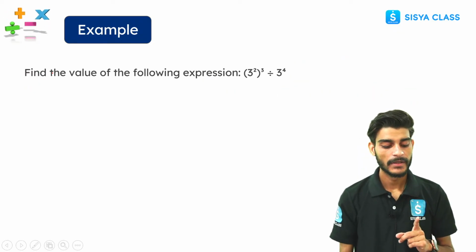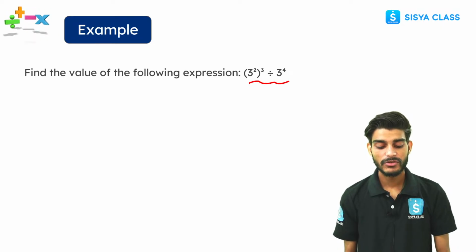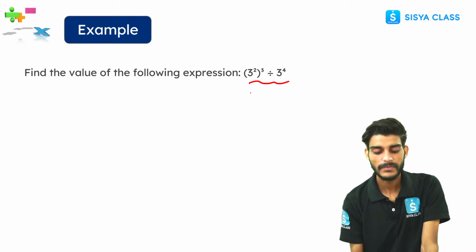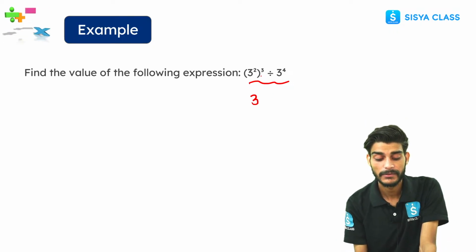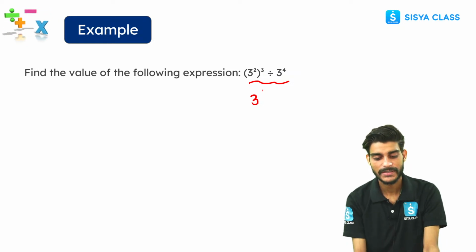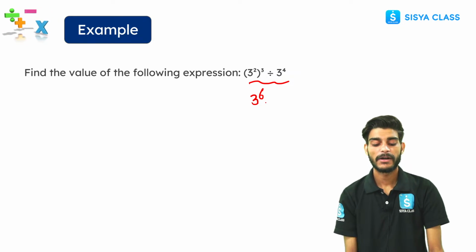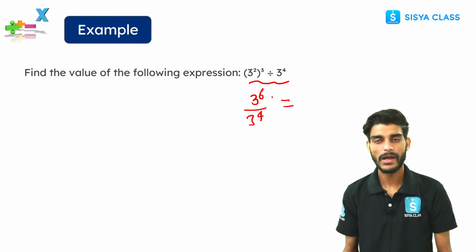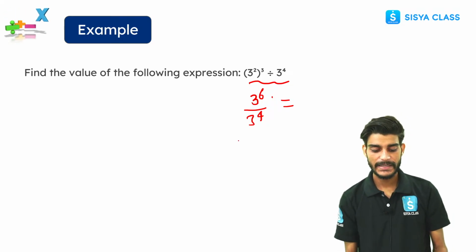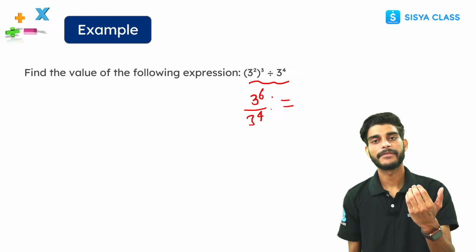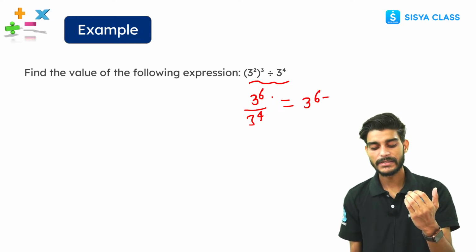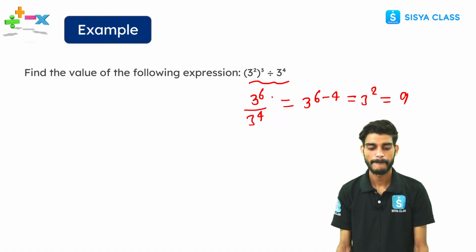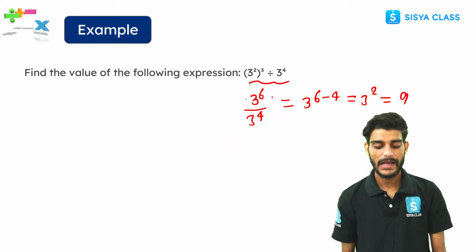Second one is 3 raised to the power 2, raised to the power 3, divided by 3 raised to the power 4. Power of a power, so just multiply: 3 to the power 6 divided by 3 to the power 4. Now which law will I use here? Quotient law, because the bases are the same, 3, and the powers are different. So 3 to the power 6 minus 4 is 3 squared, and it is 9. Verify whether it is correct or not.